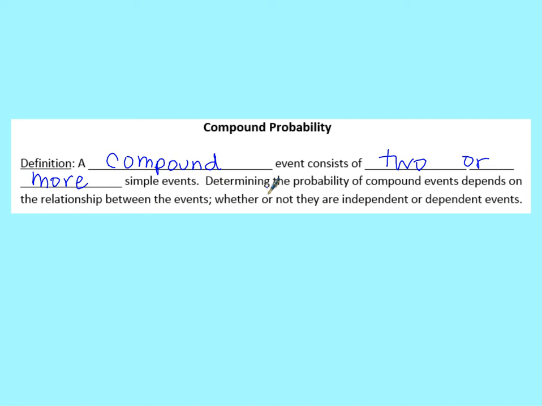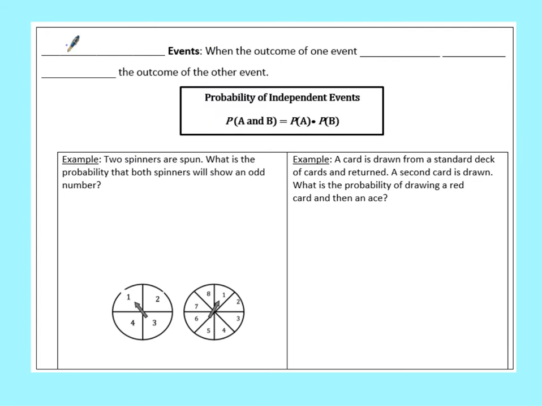To determine the probability of compound events, it's going to depend on whether the relationship is independent or dependent. So we're going to take a look at what those two things mean. The first type we're going to talk about are independent events. When you think about the word independent, it means that you're on your own, you can do things for yourself, you're not really affected by anybody else. So this is when the outcome of one event does not affect the outcome of another event.